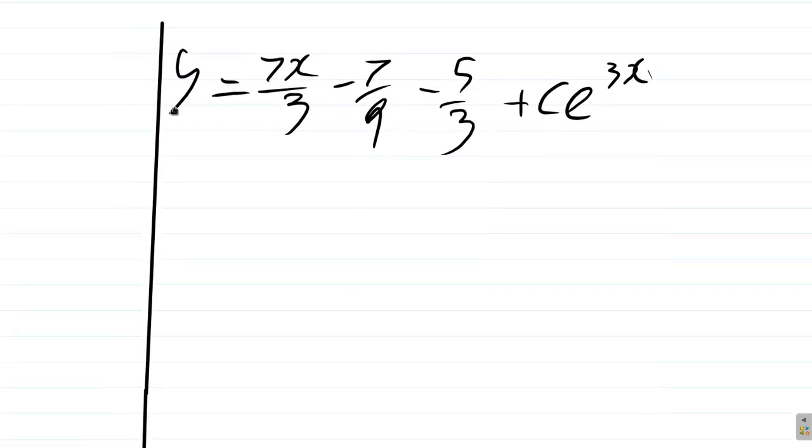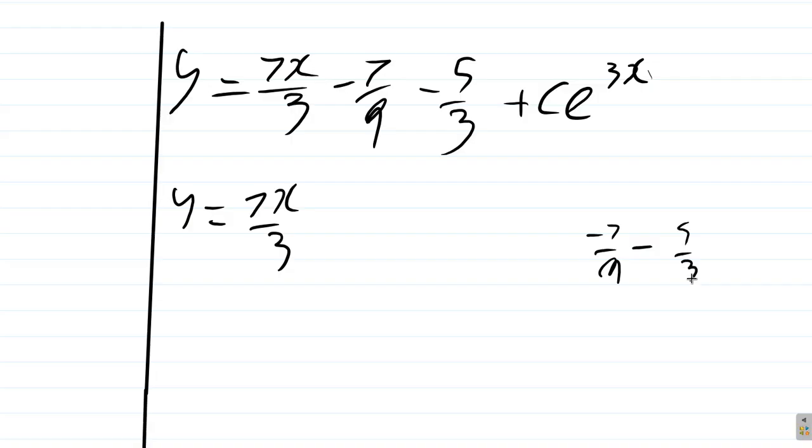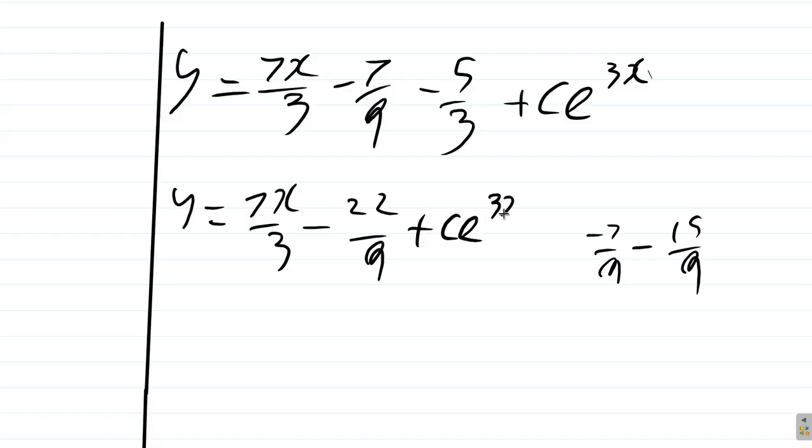You could subtract these, right? Do some fractions there. 7x over 3. If you have negative 7 over 9 minus 5 over 3 multiplied by 3 over 3. 5 times 3 is 15 over 3 times 3 is 9. So this is 15 over 9. Negative 7 ninths minus 15 ninths is how many? Negative 22 ninths. So it's minus 22 ninths plus c e to the 3x. So that's what I got.